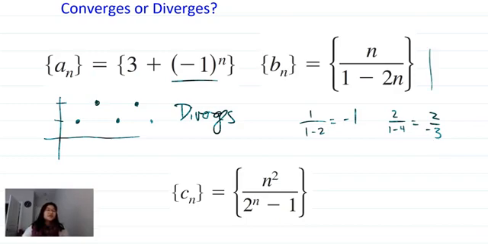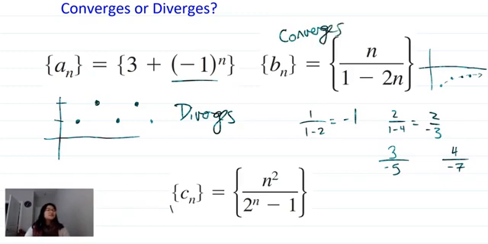So, because we're starting at negative 1, and then we're getting to negative 2/3, and then we'll get to what? 3 over 1 minus 6 is negative 5, so negative 3/5. And then what are we going to get? We're going to continue going to 4 over 1 minus 8, so that's negative 4/7, so these are getting closer and closer and closer. So b sub n converges.